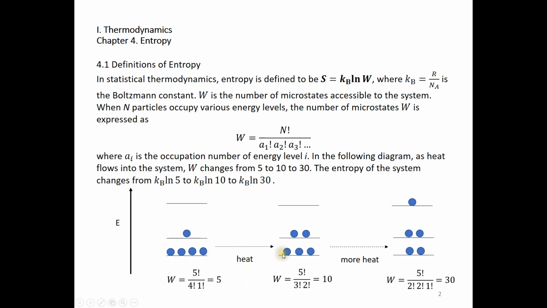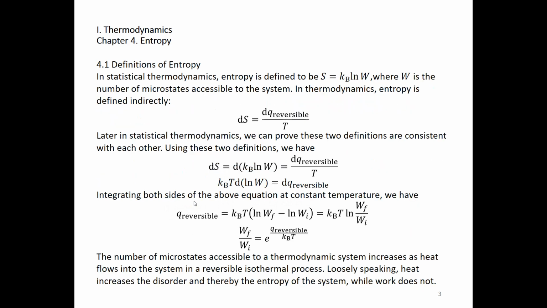Over here, when heat flows into the system, one of the 4 particles can move to the second energy level. Now we have occupation numbers 3 and 2. W is 5 factorial over 3 factorial and 2 factorial, we get 10. If heat keeps flowing to the system, now we have a particle in the second lowest energy level. In this case, W is 30. When there are no particles in an energy level, we have 0 factorial, and 0 factorial is equal to 1.